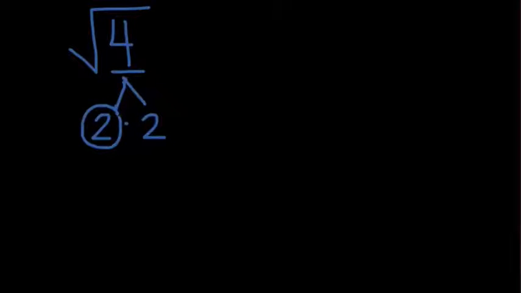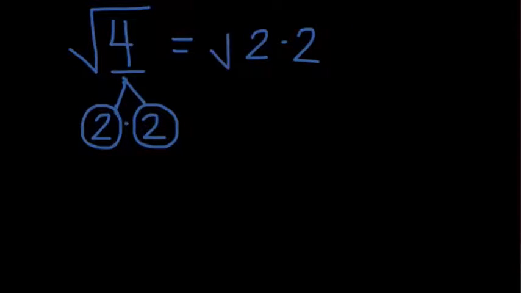But 2 is prime, so I can't go any further. So I'm going to circle that. And then the other 2 is also prime. So the prime factorization for 4, I can rewrite 4 as 2 times 2. Now keep in mind, that's still under the radical. That's equivalent to the square root of 4. But when you're dealing with a square root, it's asking, do I have a pair that when I multiply it together gives me the value here, 4? Well, I do. I have a pair of 2's.